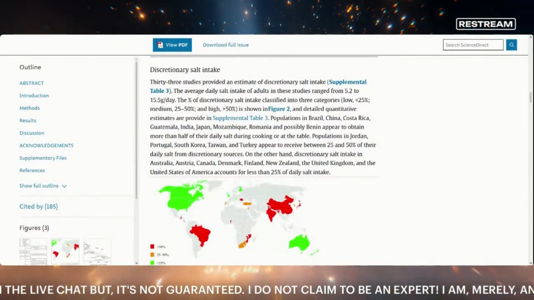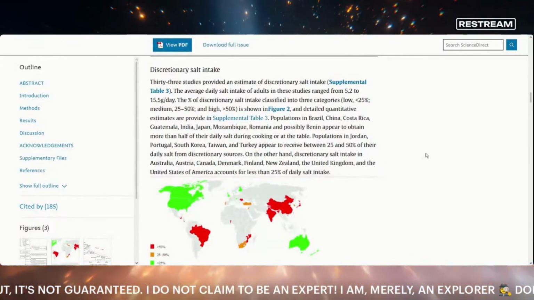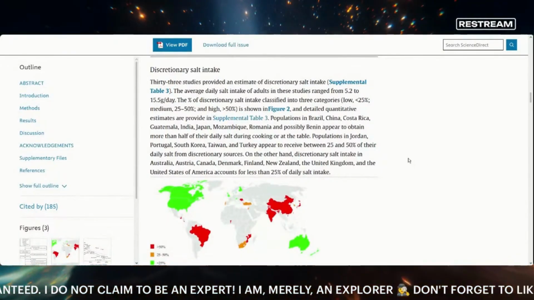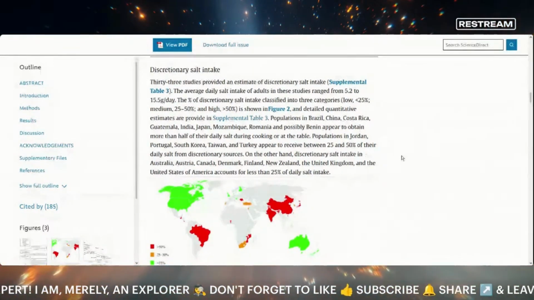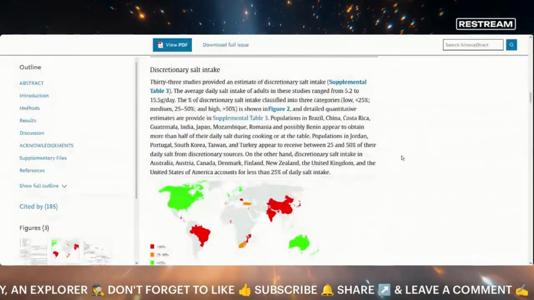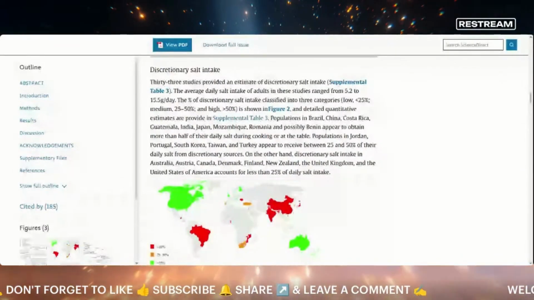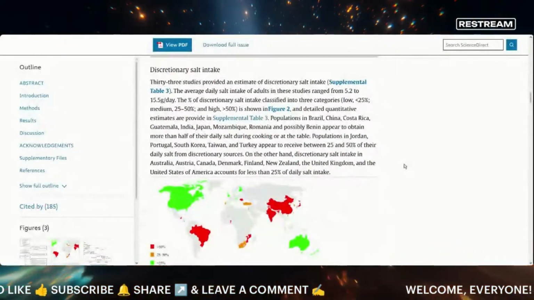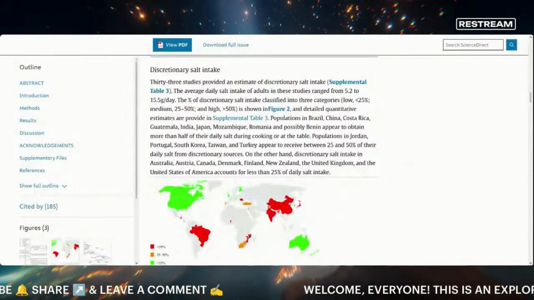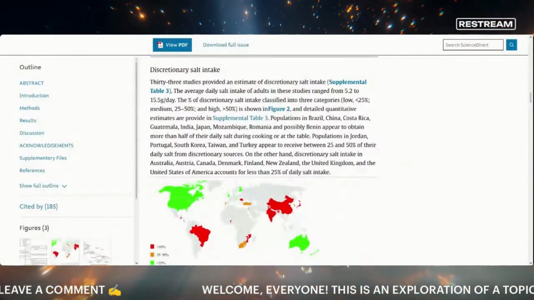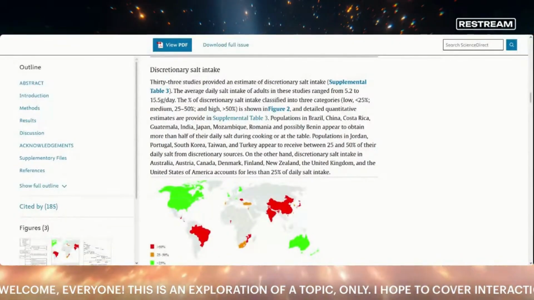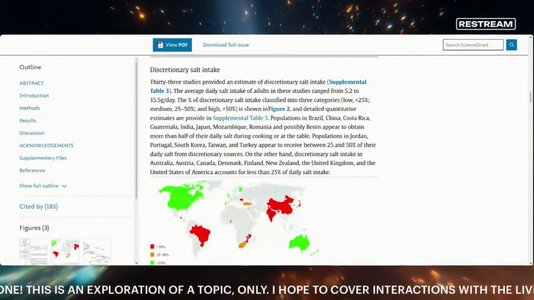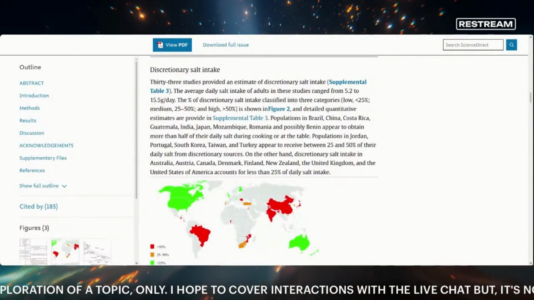Populations in Jordan, Portugal, South Korea, Taiwan, and Turkey appear to receive between 25 and 50% of their daily salt from discretionary sources. On the other hand, discretionary salt intake in Australia, Austria, Canada, Denmark, Finland, New Zealand, the United Kingdom, and the United States of America accounts for less than 25% of daily salt intake.